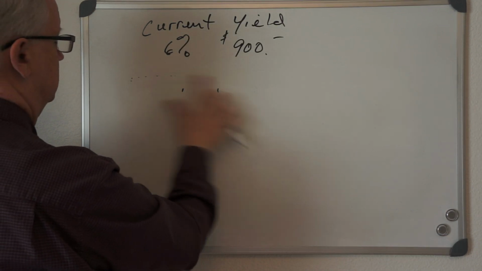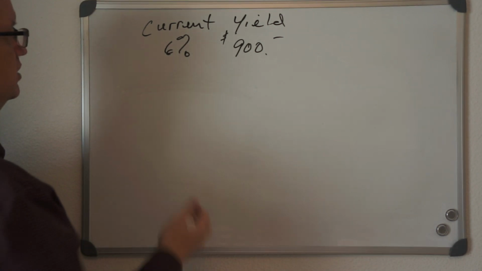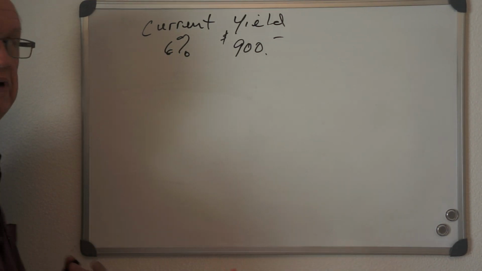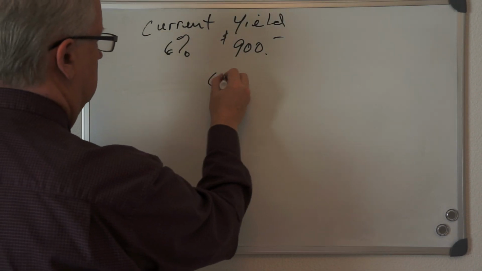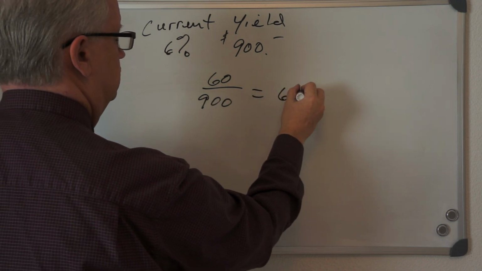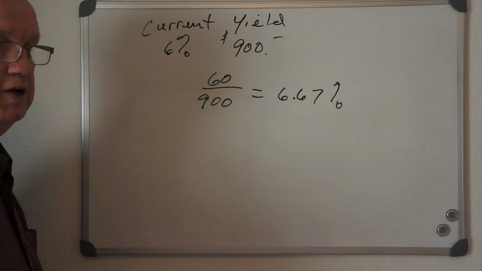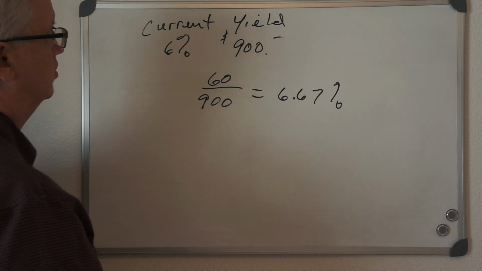Okay, so let's go into the calculation. The current yield is, annualize this, on a $1,000 bond. It's always going to be based on the 1,000, not on the 900. So that's $60. Divide that by 900, 6.67%. Trust me, I cheated. I did this before. Okay, so that's the current yield.